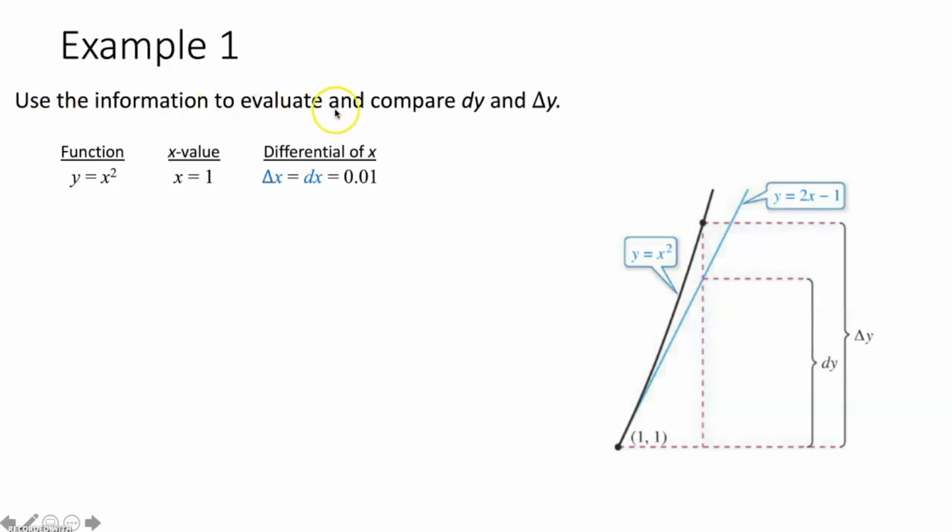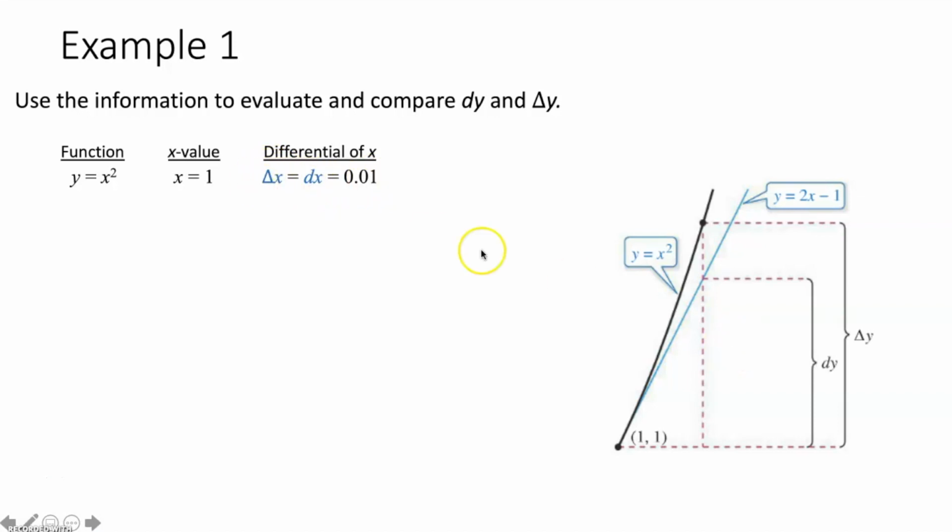It's example time. Now example 1 says use the information to evaluate and compare dy and delta y. So we are given a function y is equal to x squared in black right here, and we're given an x value c, which in this case is 1, so that's going to be at this point right here, and we're given a differential of x, or dx, equal to 0.01. And remember, dx is the same as delta x. These two things are equivalent.